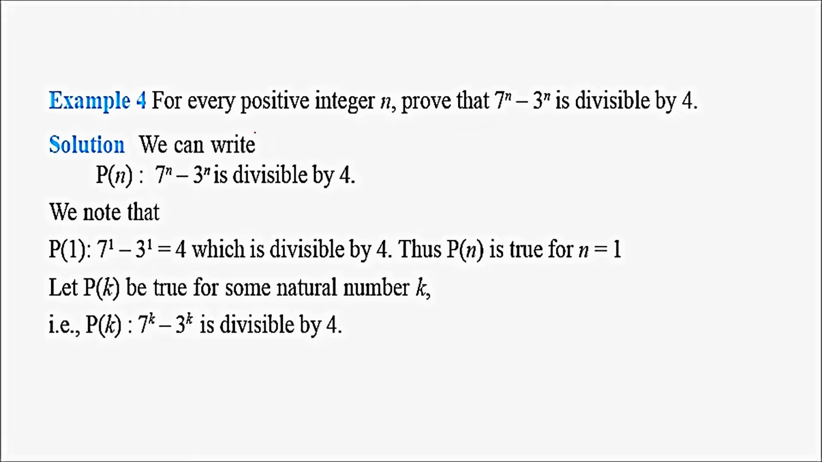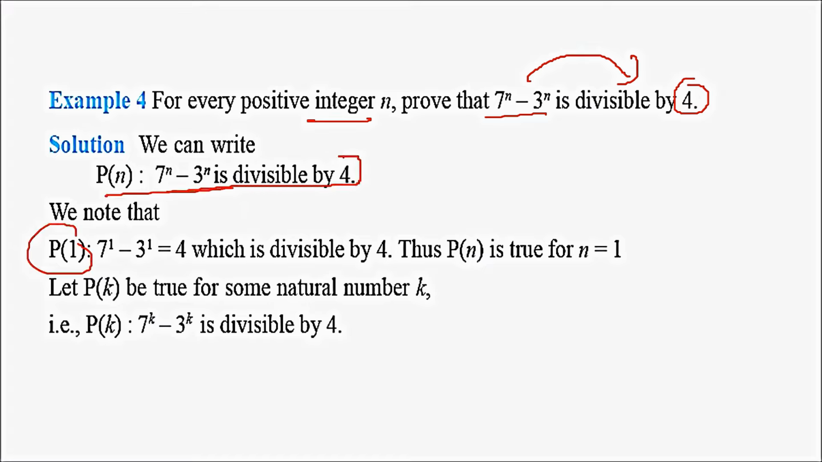The next is, for every positive integer n, we have to prove that 7 to the power n minus 3 to the power n is divisible by 4. Let us check it for n equal to 1. Pn is this expression or statement. For P1 you place n equal to 1: 7 to the power 1 minus 3 to the power 1, which is actually 4, and which is divisible by 4. So for n equal to 1, this holds.